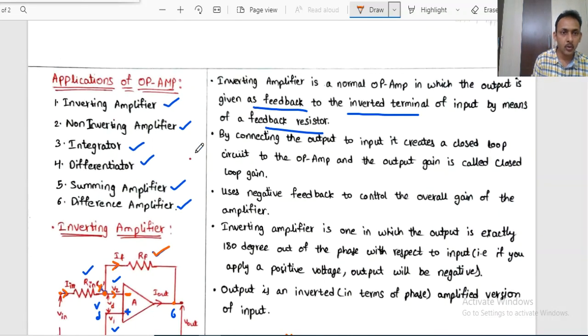In the next video, we are going to discuss the integrators, differentiators, summing amplifier, and differential amplifier. All those things will be discussed in separate videos.